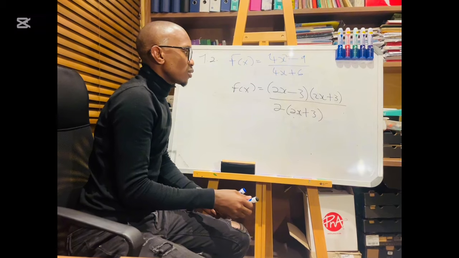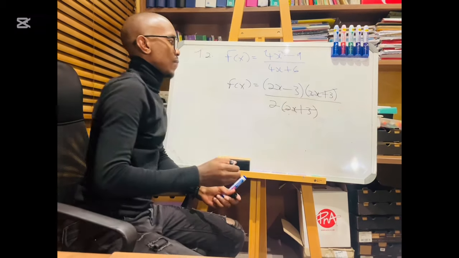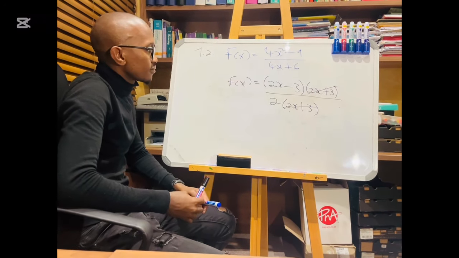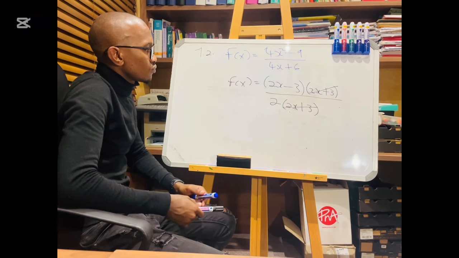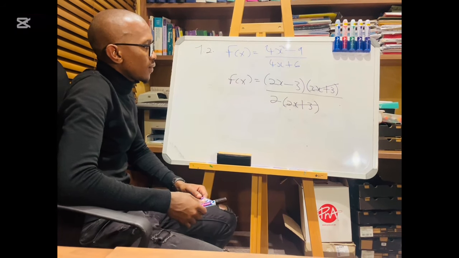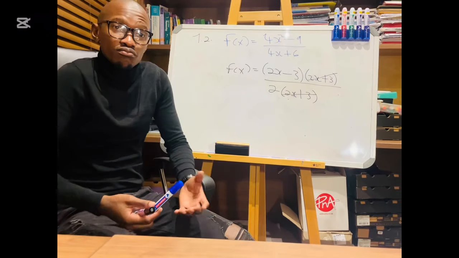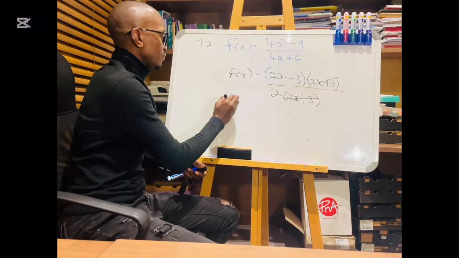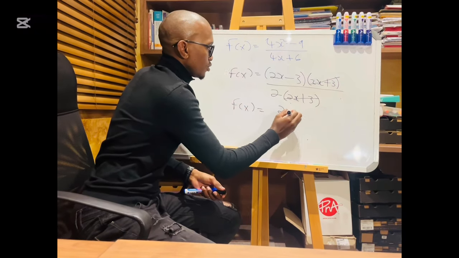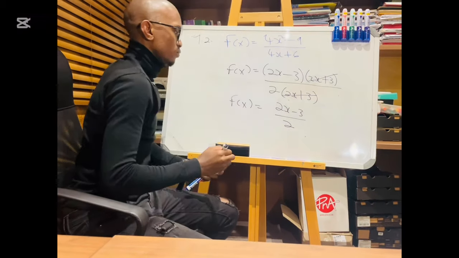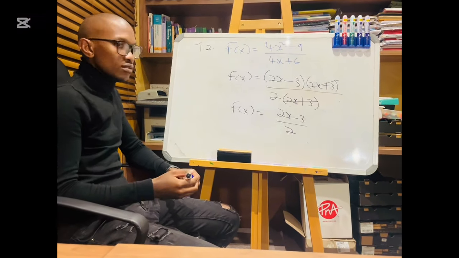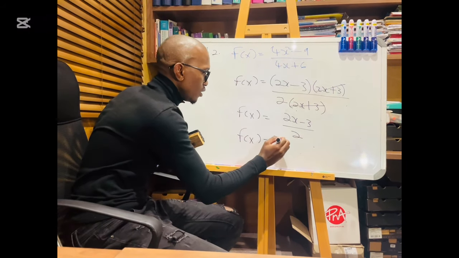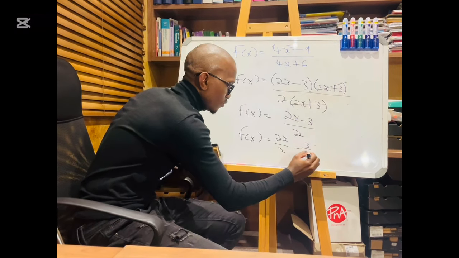So how can we do this problem? Then how do you do this one? Now you have f of x equals 2x minus 3 all divided by 2. Easy stuff, guys. Look at the easy stuff that you can do. f of x is the same as 2x over 2 minus 3 over 2.